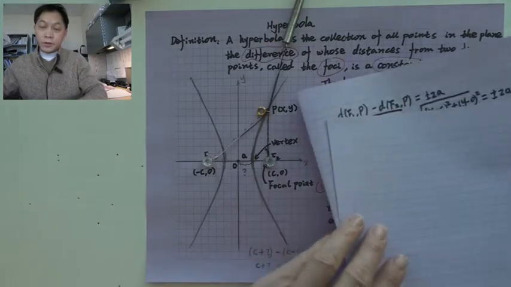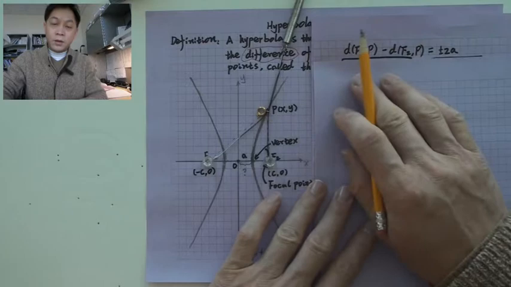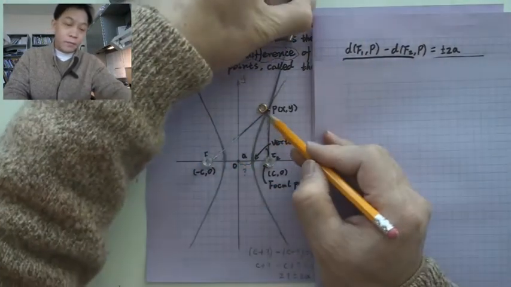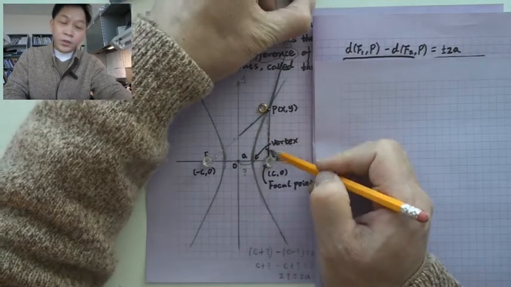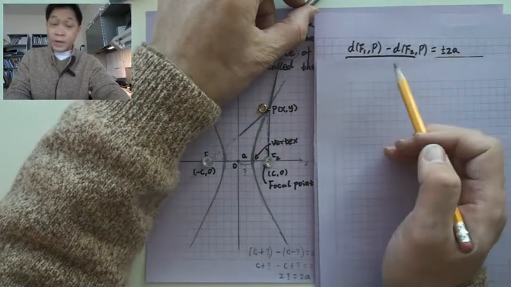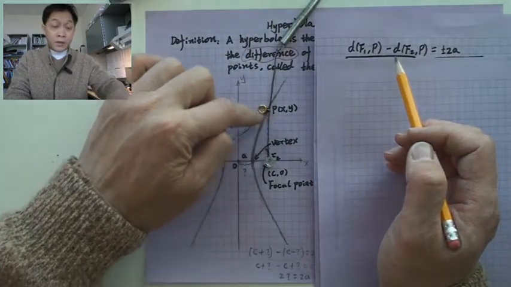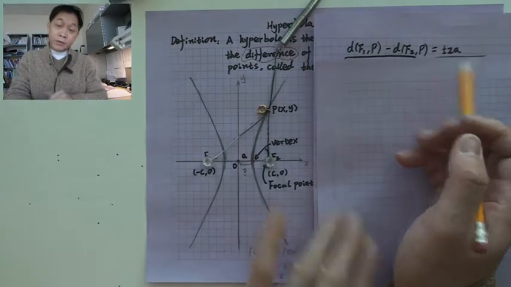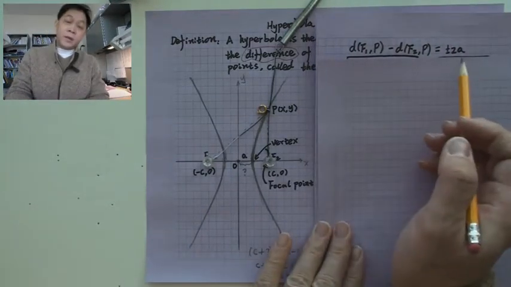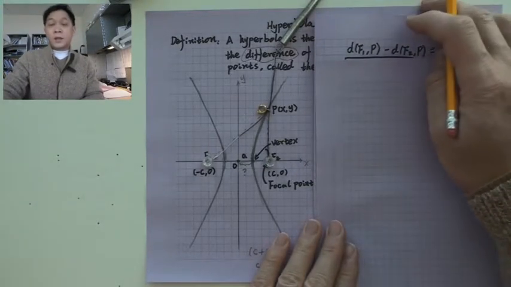You see down here, the longer distance minus the shorter distance is 2a. It's 2a, or negative 2a. If you use the short one minus the longer one, you get negative 2a. But anyway, that's 2a. The difference of the two distances is 2a.